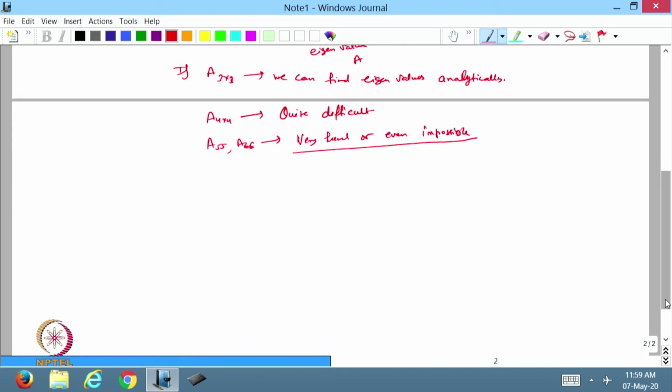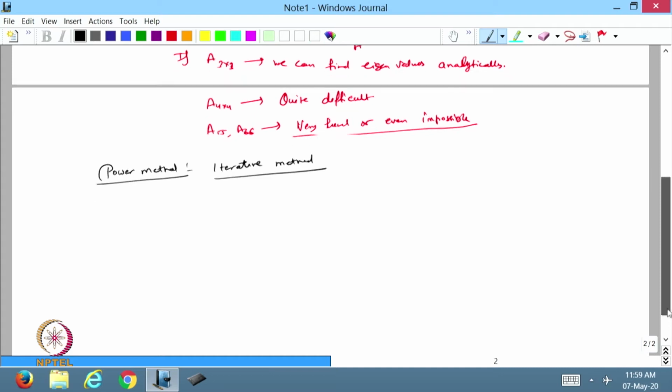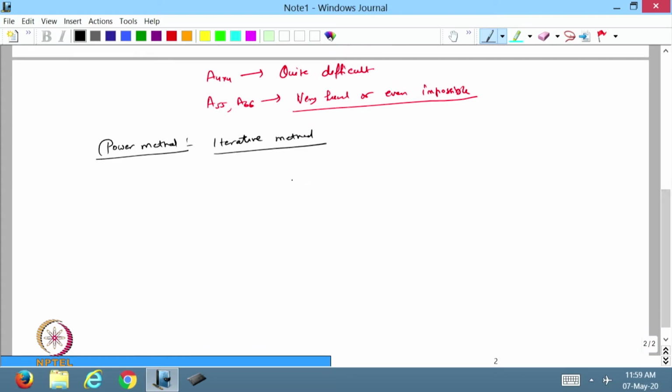So, to find this we take the help of numerical computation. To deal with how to find the eigenvalues of the matrix, there is a method called the power method. The power method is an iterative method. So, now how can we do this?